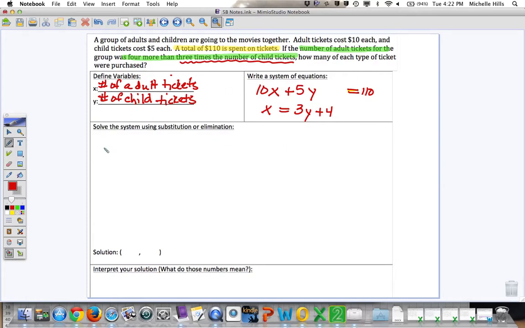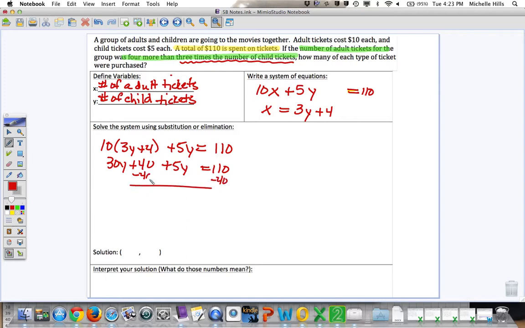Once I get my system set up, I'm going to solve this using, in this case, substitution, because it lends itself to that. So 10 times 3y plus 4 instead of x, plus 5y equals 110. Distributing gives me 30y plus 40 plus 5y equals 110. I'm going to subtract my 40 from both sides to move my variable to the right. And then on this side, I have 30y plus 5y for 35y equals, subtracting here, 70. Divide both sides by 35 to get y equals 2.